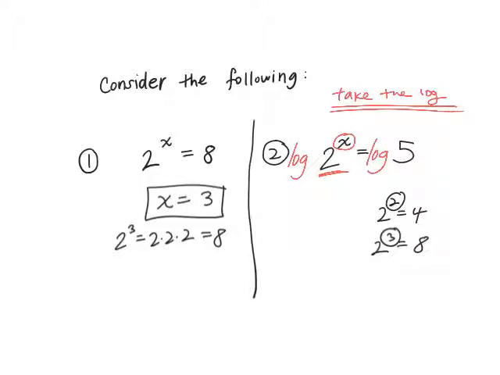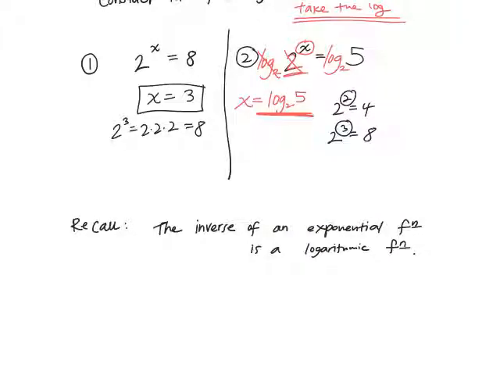And we're going to take the log of this same base 2. See how it's base 2 right here? We take the log base 2 on these, and that operation actually undoes it. So you get x equals log base 2 of 5 as your exact value. Recall from last class that the inverse of an exponential function is a logarithmic function. So I can undo that exponential function by taking the log of both sides with the same base.